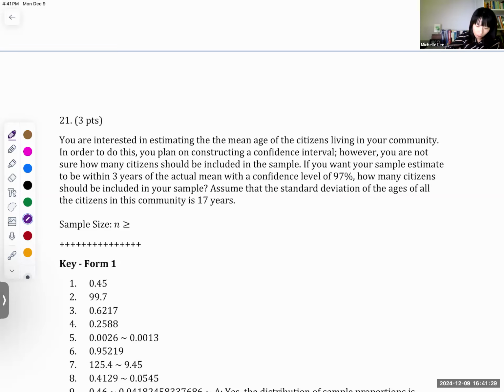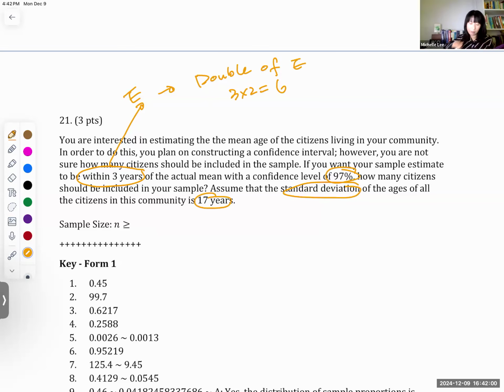We have within 3 years, there will be margin of error, right? And then we want to have a double size, right? So this is a margin of error. Then double size, 3 times 2, which is 6, yeah? Okay, now standard deviation, we have 17 years and 97% confidence level, right? So this is the last one. Let's do it.